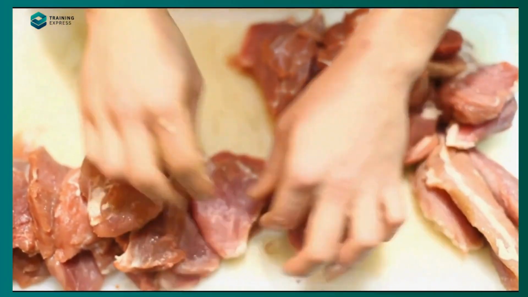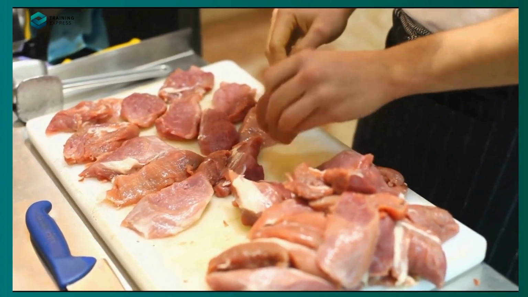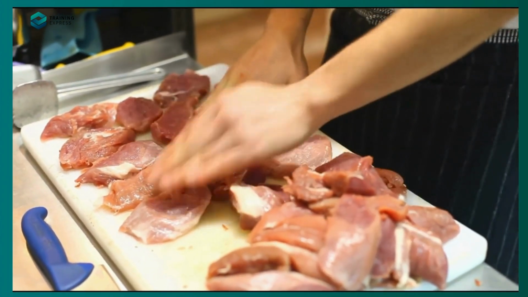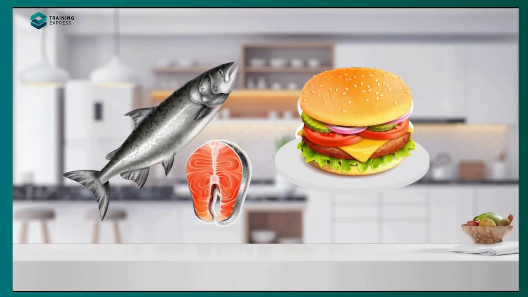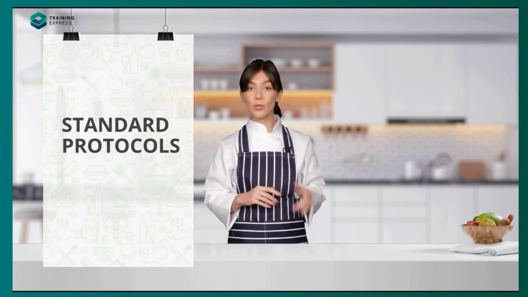For example, when raw meat is stored on the upper shelf of a refrigerator, juices can drip onto cooked food below, causing direct contamination. Another example could be where raw fish is placed next to a burger being cooked on a grill. Direct contamination is easily preventable by following the standard protocols during the transport, storage, and preparation of the food.